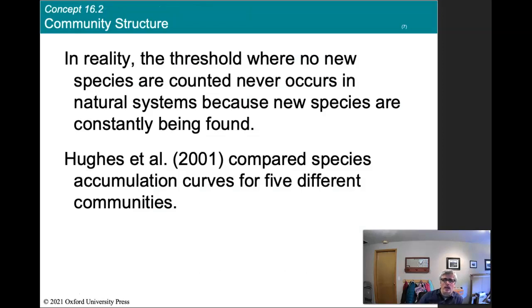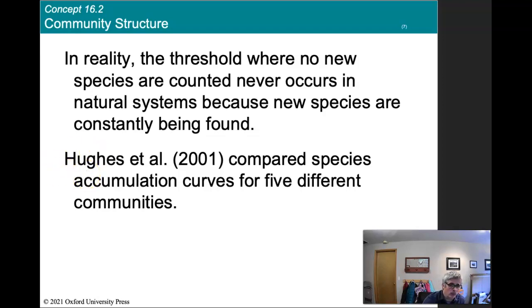In reality, the threshold where no new species are counted doesn't occur in natural systems because new species are constantly being found. In theory, if we had infinite sampling effort, we would start to find many more species. But in reality, our resources are not infinite.